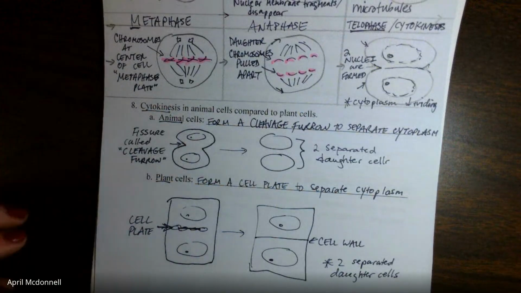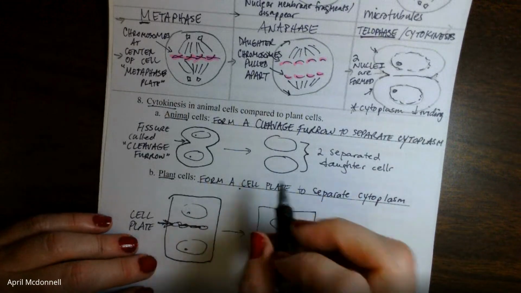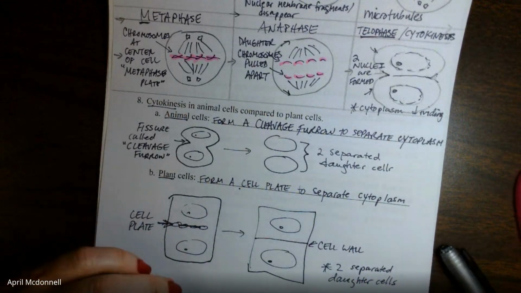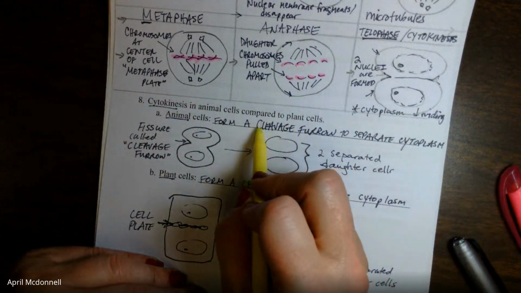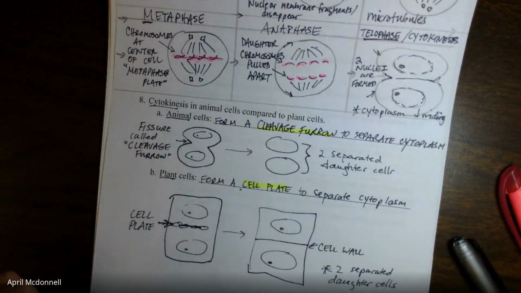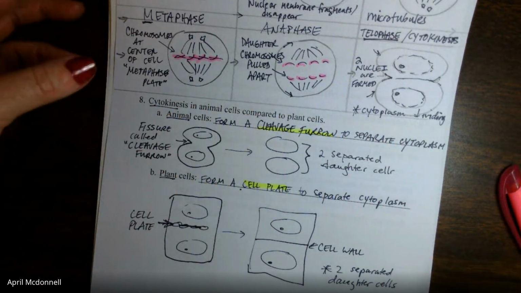Two separated daughter cells. So the major difference is that a plant cell makes a cell plate to effect cytokinesis, and an animal cell makes something called a cleavage furrow, which is an indentation of the cell in order to effect cytokinesis.